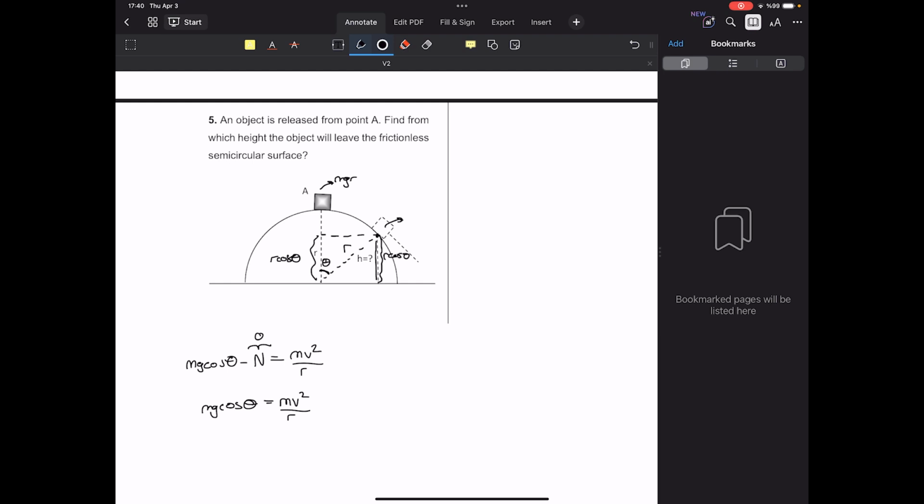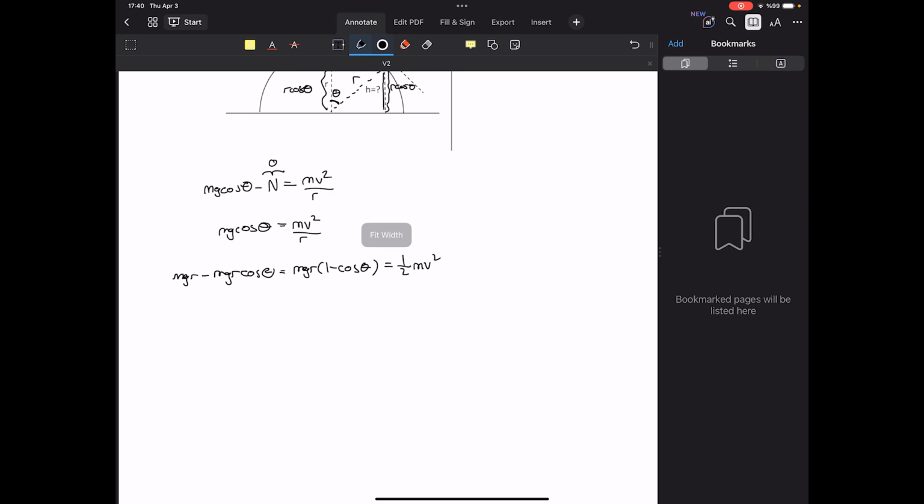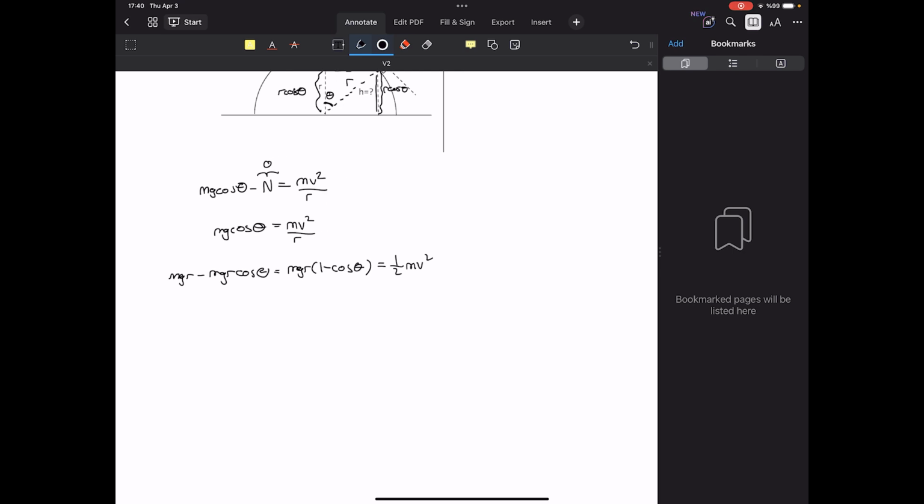So it has potential mgr cosine theta. So the potential energy difference is going to be mgr minus mgr cosine theta, which is equal to mgr times 1 minus cosine theta. And that's equal to the kinetic energy at that point, which is 1/2 mv squared. Now, from this, we need to find what mv squared over r is. So we can divide by r and multiply by 2 to get that mv squared over r is equal to 2mg multiplied by 1 minus cosine theta.